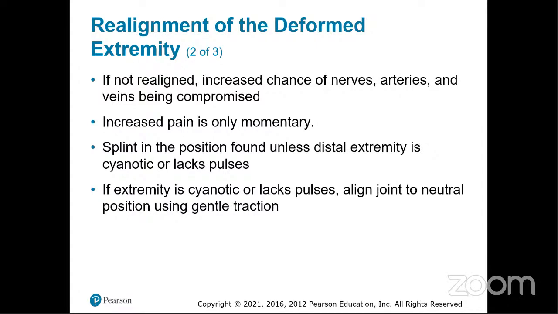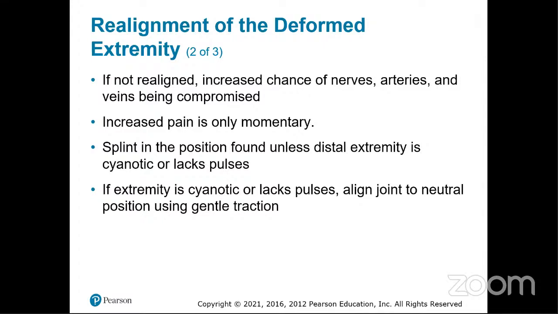Splint in the position found, that's what we're talking about, unless the distal extremity is cyanotic or lacks a pulse. If we have a pulse and they can feel you doing it, we're just going to ask them what is the most comfortable position. Most of the time you find they want to hold their arm to their side, and that's where they're going to want comfort. So we're going to splint it right there. On the legs, the same way. I want it straight up and out. So just whatever's position of comfort for them.